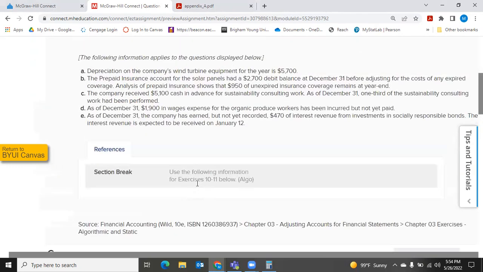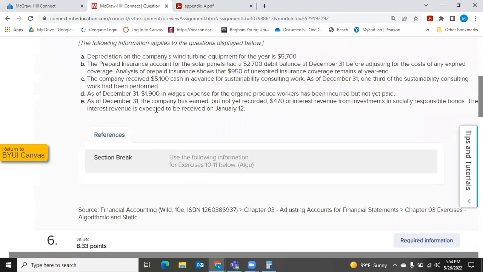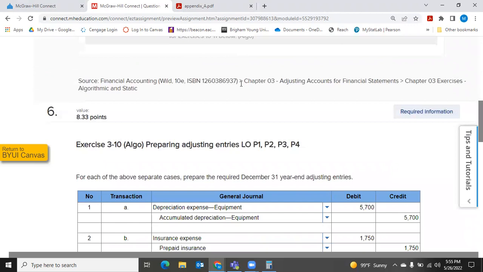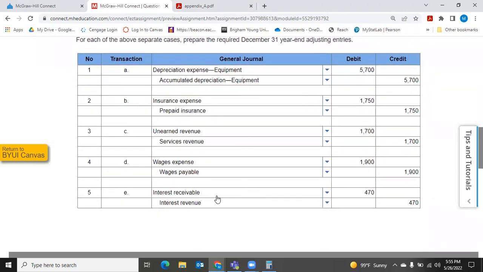And finally on E, as of December 31st, the company has earned, but not yet recorded, $470 of interest revenue from investments in socially responsible bonds. The interest revenue is expected to be received by January 12th. So again, they're just telling us the amount. And so I'm just going to say interest receivable, to be received in the future, 470, and then we'll credit interest revenue to show that was money we earned during this financial period.